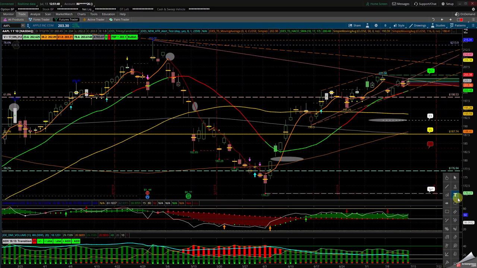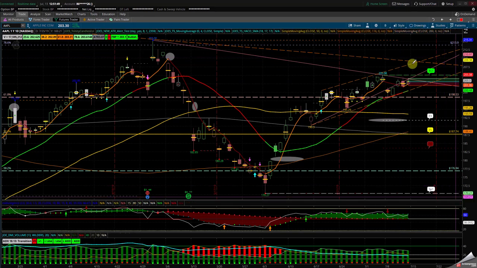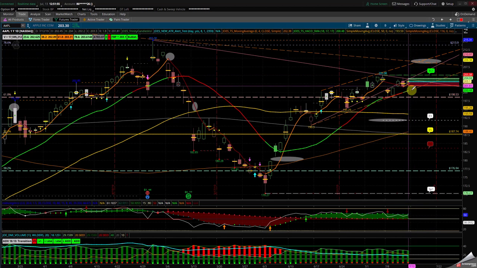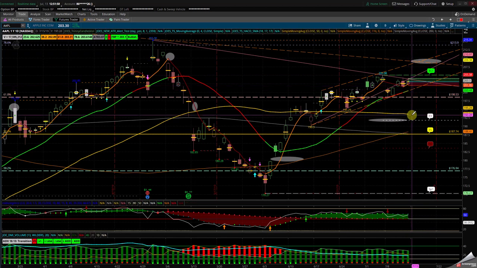I hope this is helpful. I'm trying to show you a couple of them, how to do the setups and know what to look for. This is the oval for next week. If we fall through this channel, the target is your 50 fib, okay? So let's go to Amazon.